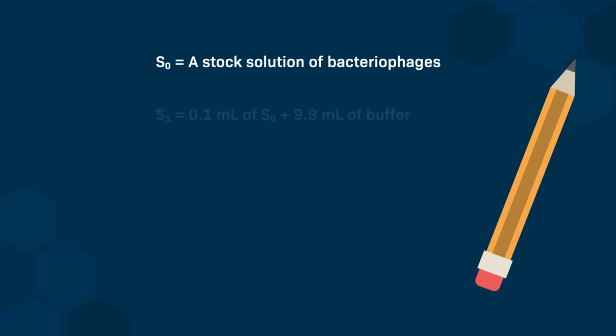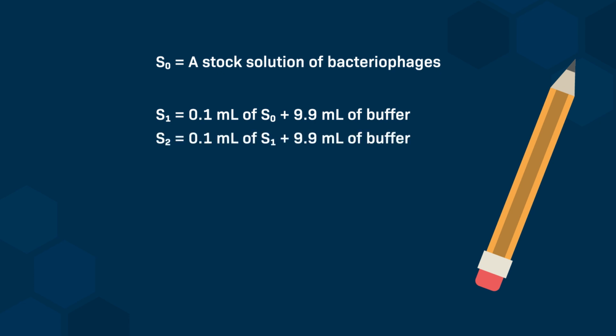To create the first dilution, S1, we mixed 0.1 milliliters of S0 with 9.9 milliliters of buffer, resulting in a 1:100 dilution. Then we performed a second dilution, S2, by taking 0.1 milliliters of S1 and adding 9.9 milliliters of buffer, achieving another 1:100 dilution. This means that S2 is a 1 to 10,000 dilution of the original stock solution S0.